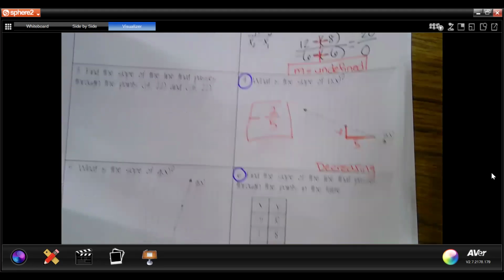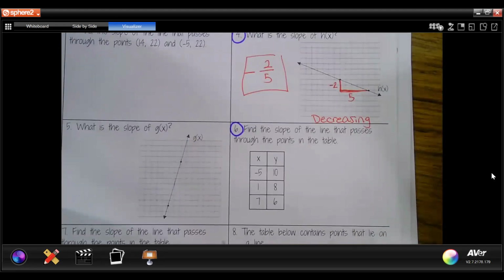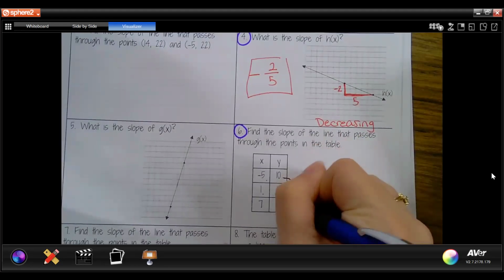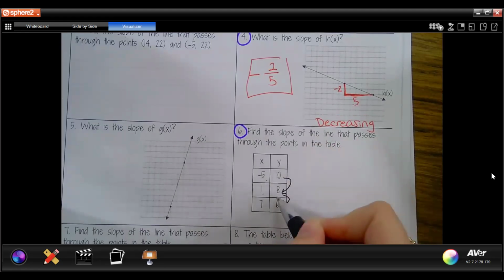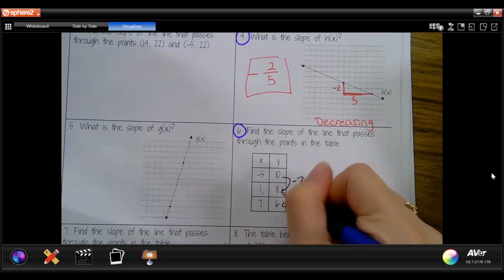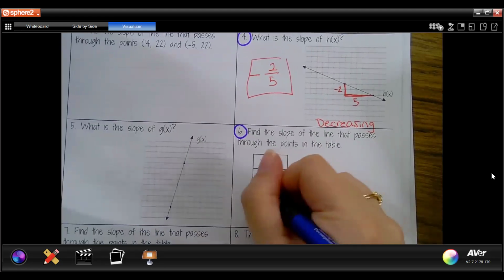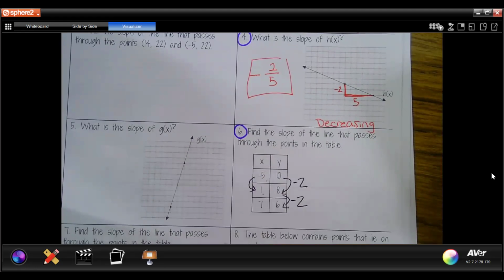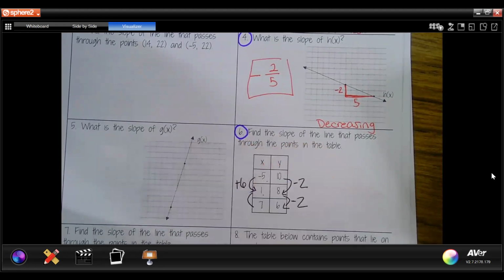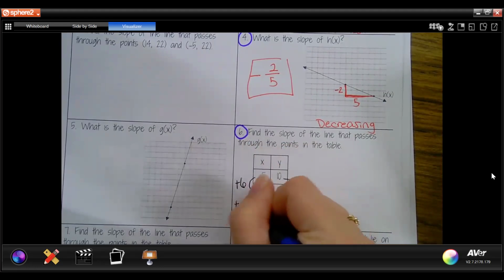Okay. The last one I'm doing with you guys on here, number 6, find the slope of the line that passes through the points in the table. So notice these are x's. Oh no, our x's are going up by the same amount here. Ignore me. Our y's from 10 down to 8 is -2. From 8 down to 6, it is also -2. From -5 to 1, that is adding 6. From 1 to 7, that is also adding 6.